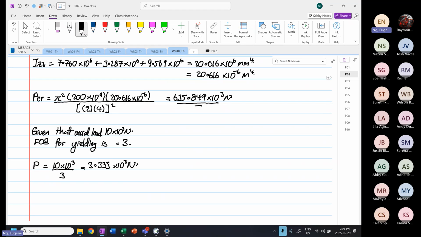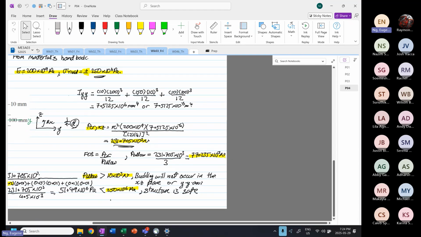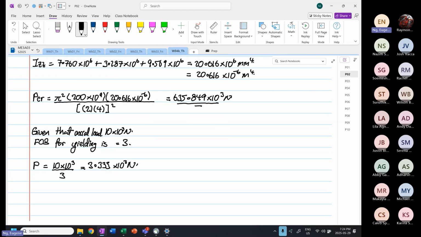So this is different from centric buckling, right? Centric buckling is different from here, right? Where we have centric buckling, which is over here, we have a PCR factor of safety equal to PCR over P allowable. But for centric buckling, this is our P applied, or our axial load.